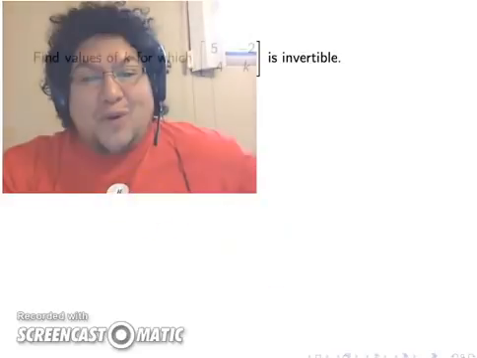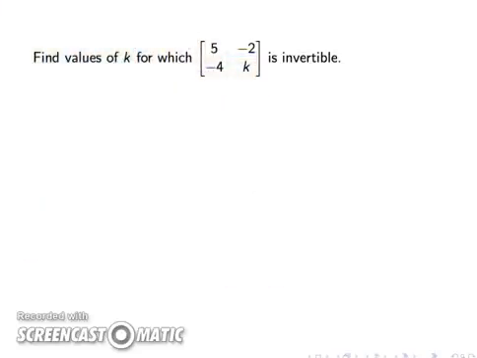Okay, so let's read the exercise. We can see here that the exercise says find the values of k for which this matrix has an inverse, for which this matrix is invertible. So what we do is we go ahead and calculate the inverse of the matrix, and for this we use the method that says you would form an augmented matrix and row reduce this augmented matrix.